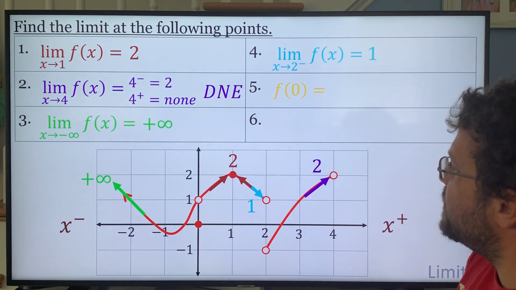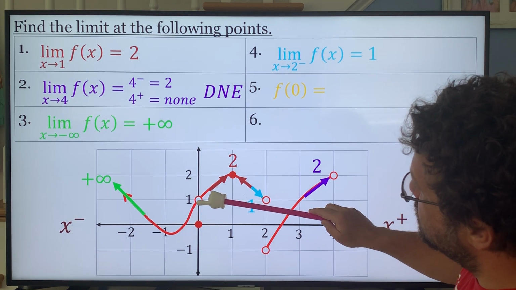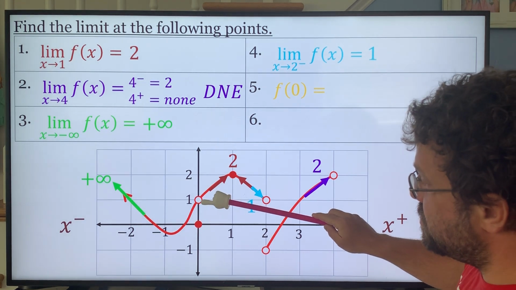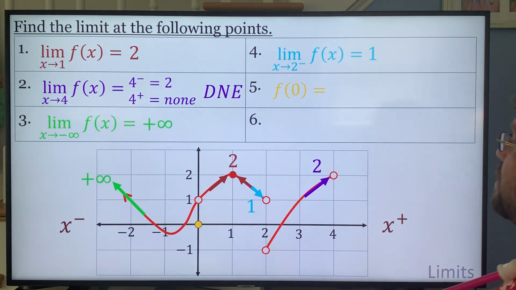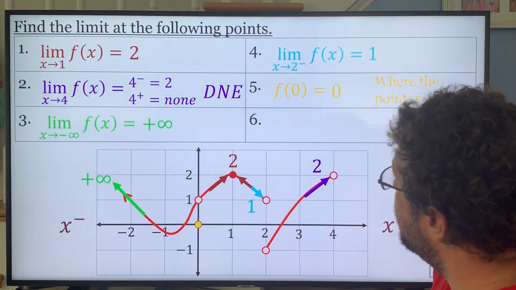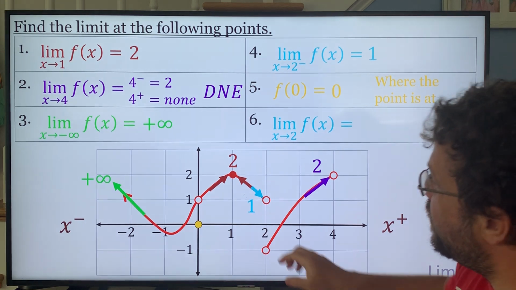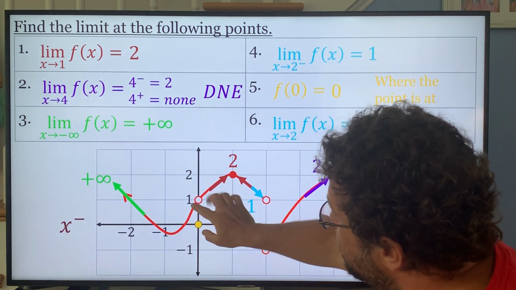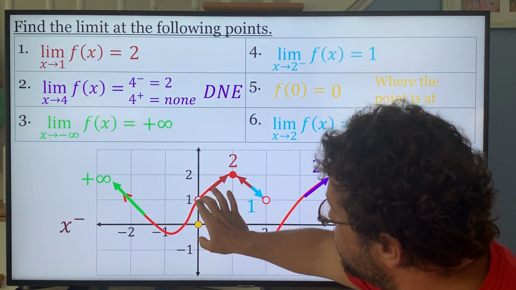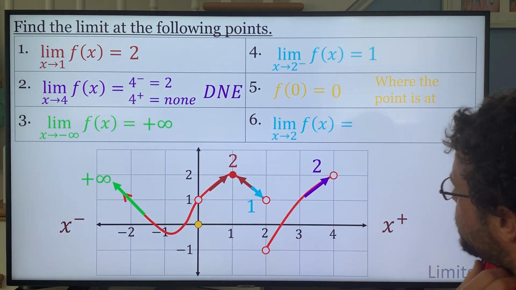All right, f of 0. What's my actual, do I have any closed circles at 0? There's my closed circle. My answer is indeed 0. All right, so it's where the actual closed point is at. Now, if I was going to say what's the limit at 0, both of these approach here, the answer would be 1.